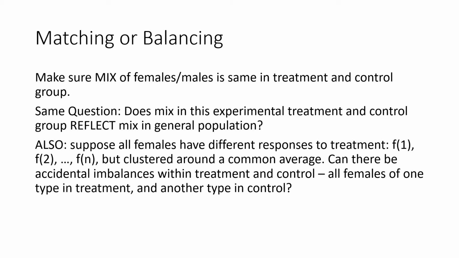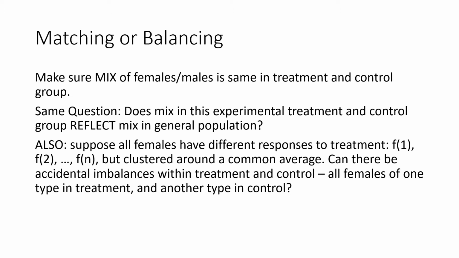Instead of conditioning, there is another method to handle the problem of confounding, and that is to make sure that the balance of females and males within the control group and treatment group is the same. So this time we don't want to analyze the female response and the male response separately. We just want to make sure this factor doesn't matter by keeping the same mix in the control group and in the treatment group. So this can certainly be done, but then the question arises: does the mix that we have of males and females in our experiment reflect the mix in the population in general?